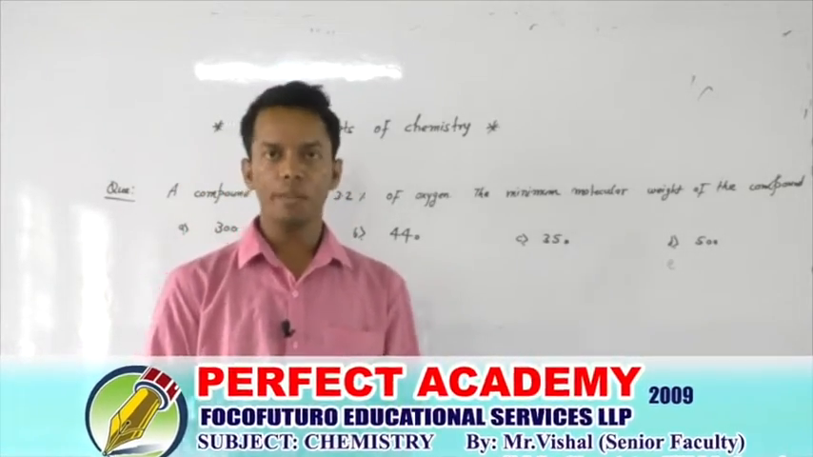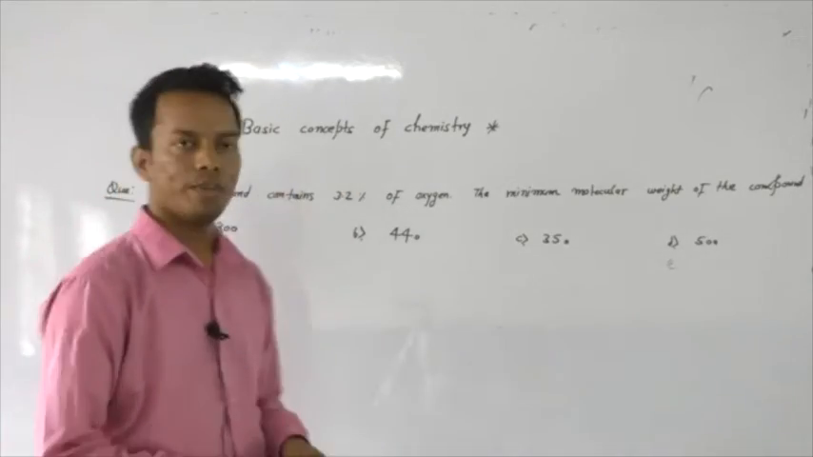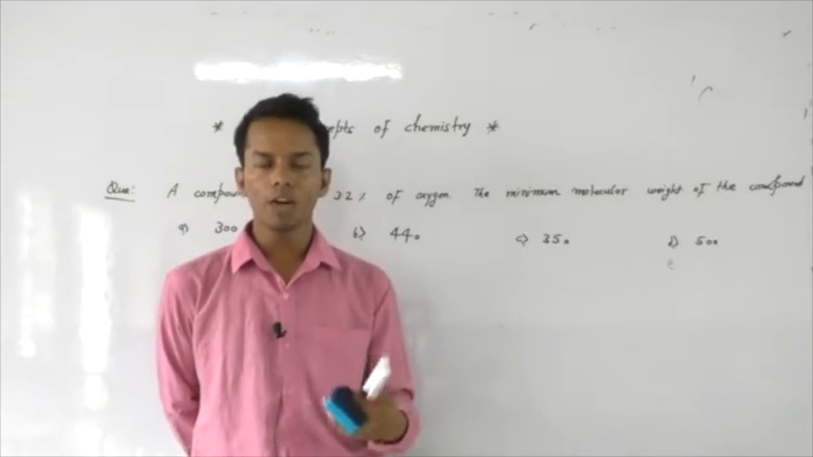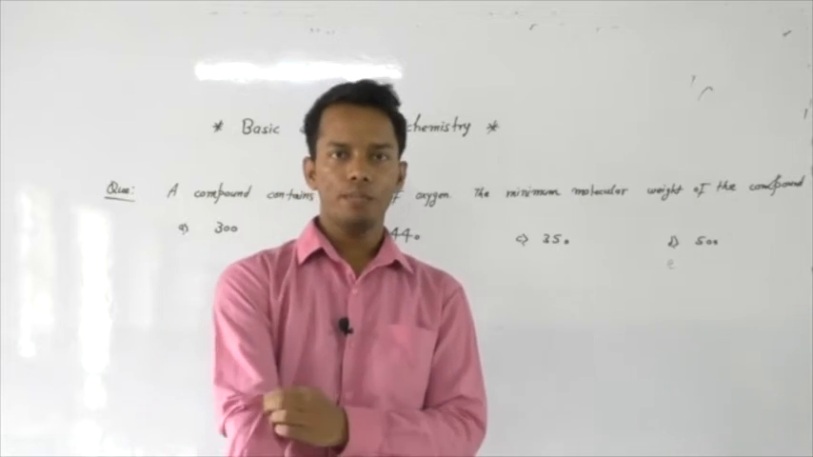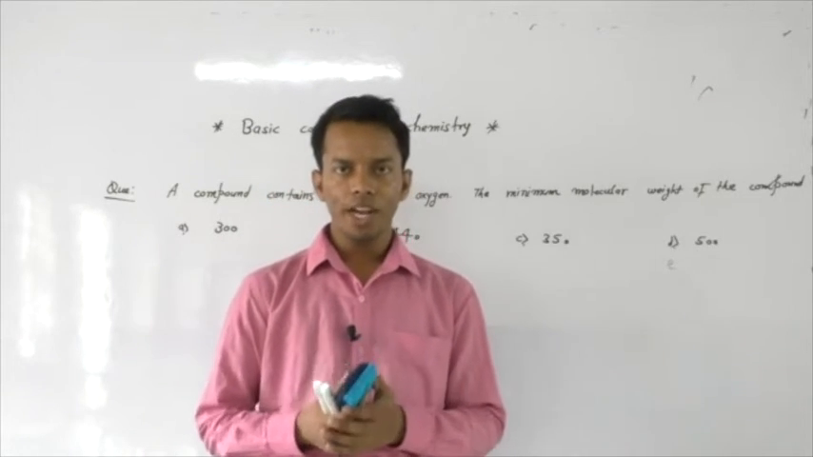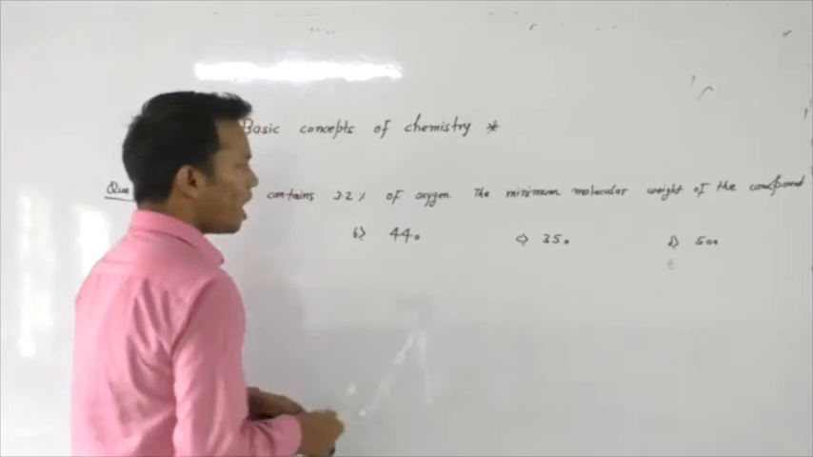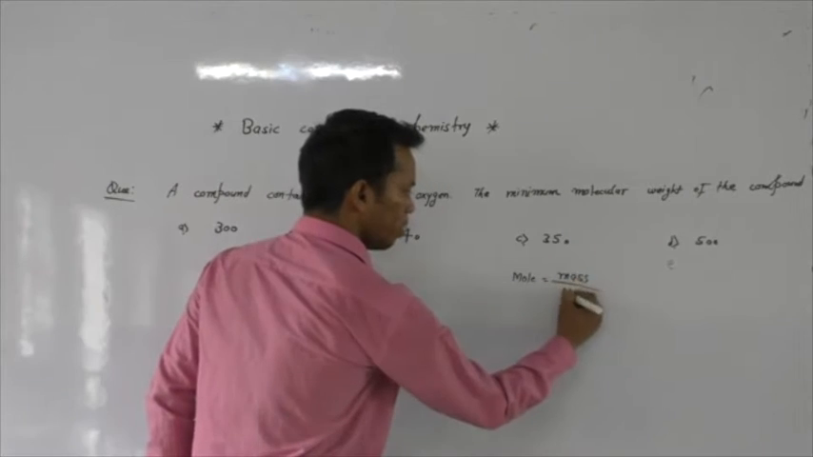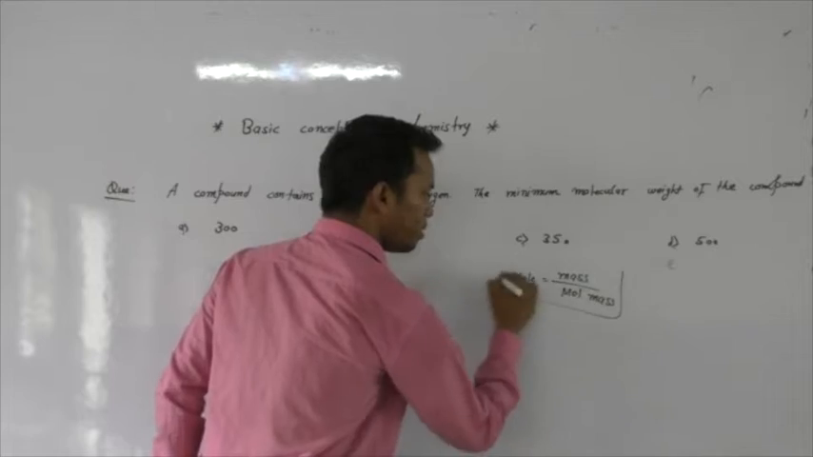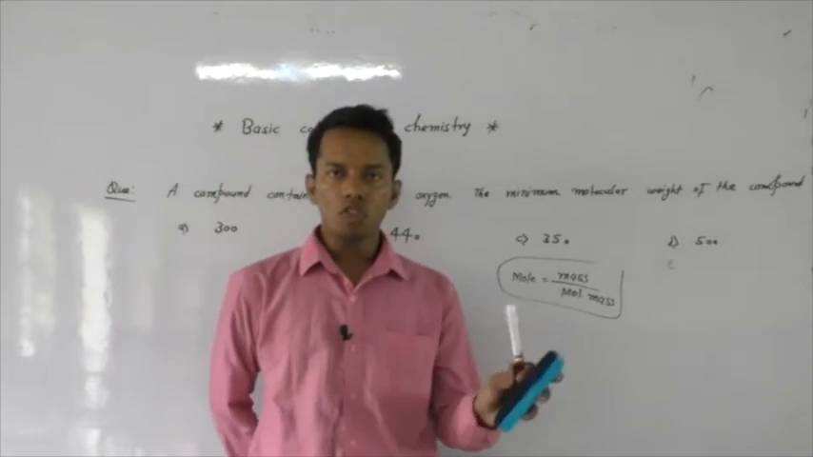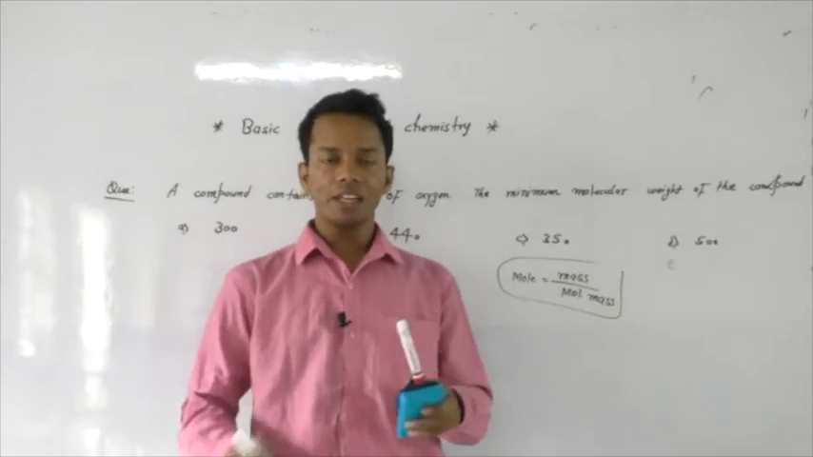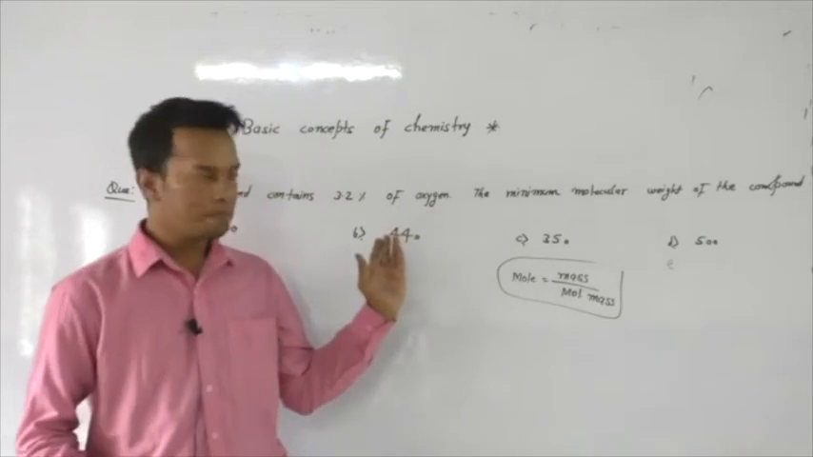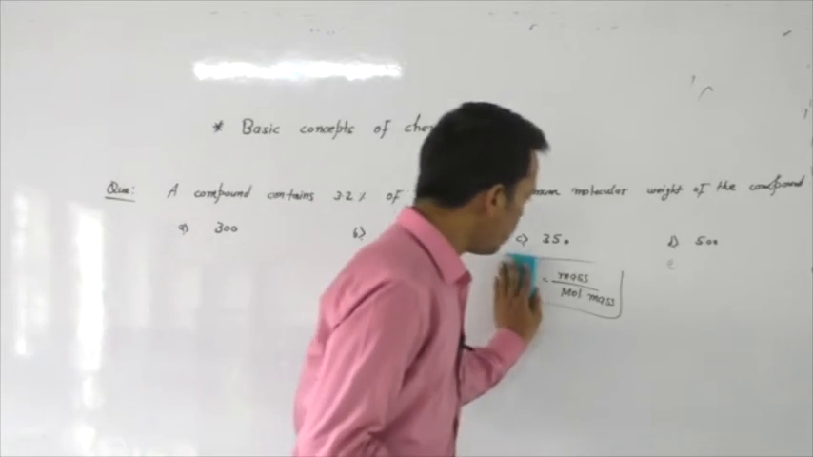I am Mr. Chorsia from Perfect Academy, and as you all know, we are discussing basic concept chemistry. We have already discussed atomic mass, molecular mass, and molar mass also. And mole, mole is what? Mole is mass divided by molar mass. Correct? And then we discussed the concept of limiting reagent, and we have done some questions based on limiting reagent also. So today let's see some different kind of question, and let's see how you will do it.